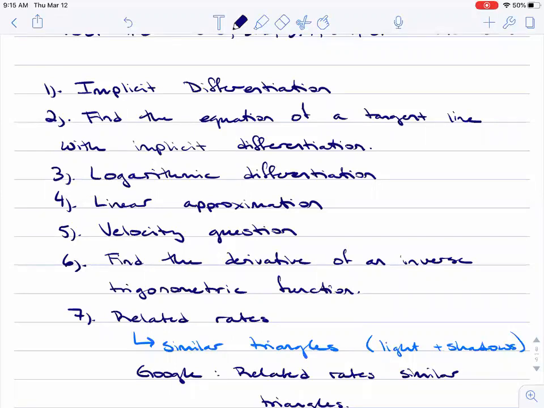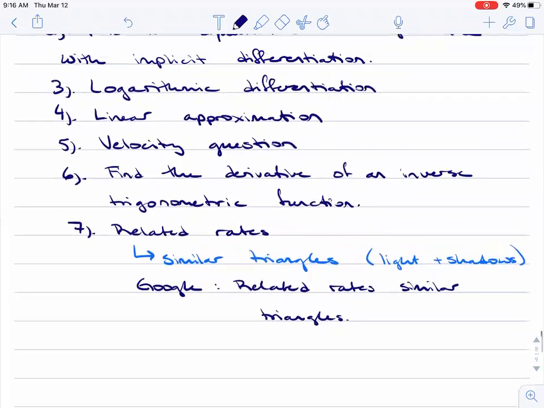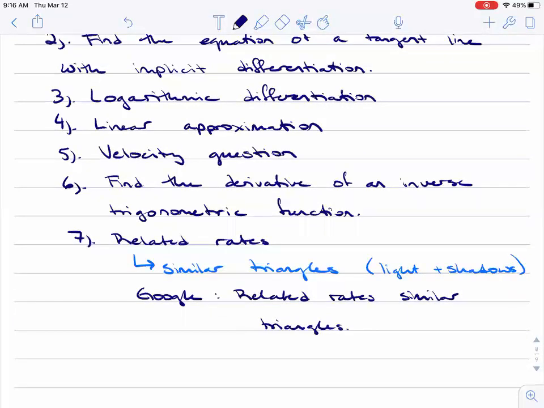So what do we want to do? What would you most like to see? Implicit diff. Sure. Let's do it. And the shadow one. Okay, fine. The only one that I don't have prepared right now is the velocity one, but I also feel like that's probably okay because I can post some extra practice problems with solutions just so that you have them.